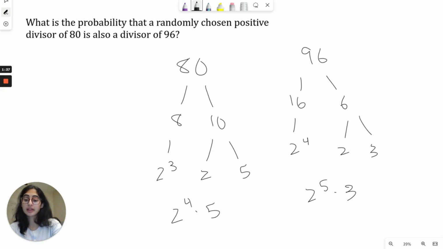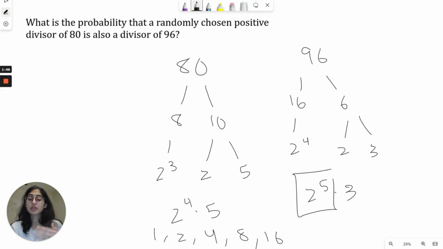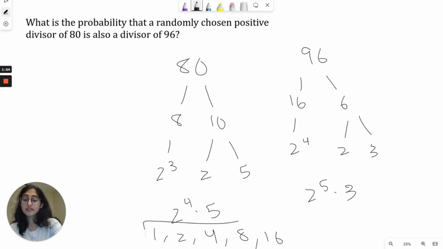Like we could pick 2 to the 0th, we could pick 1, we could pick 2, 4, 8, 16. All of these are factors of 96 because that's just 2 to the 0, first, second, third, fourth, and they're all in there in 96. So these are the 5 factors of 80 that we can pick that are factors of 96, right? Just all of those powers of 2, but nothing with a 5 in it.